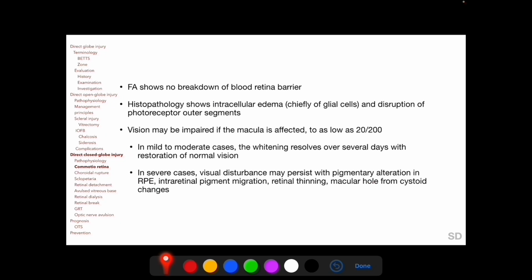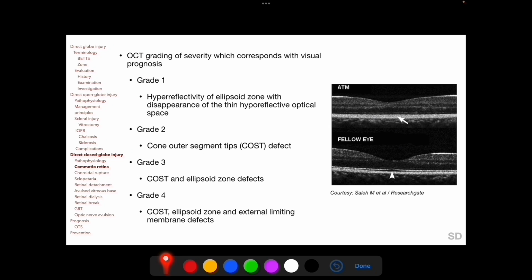In mild commotio retinae, OCT shows hyperreflectivity of the ellipsoid zone along with disappearance of the thin hyperreflective optical space, which can be discerned in the OCT image of a normal eye. With increasing severity of commotio retinae, defects appear in the cone outer segment tips, ellipsoid zone, and the external limiting membrane, and this OCT grading of severity has been shown to correspond with visual prognosis.